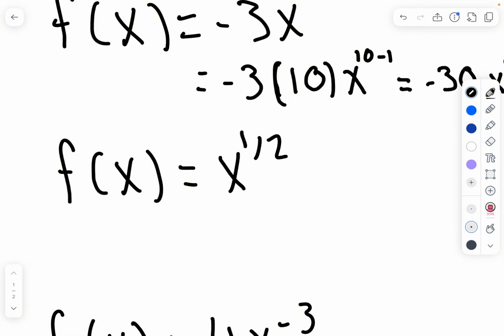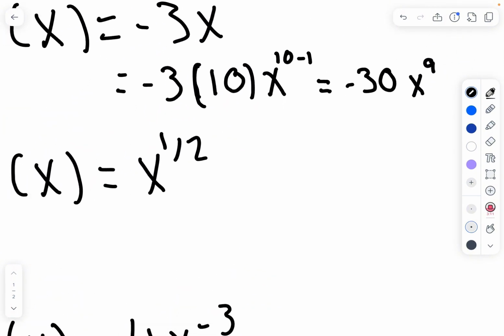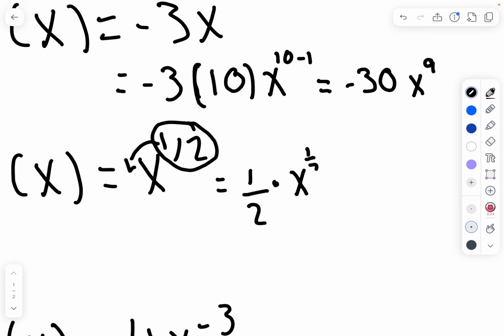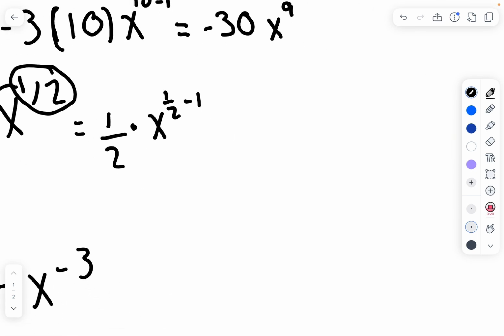Okay, so now we have a little bit of a fraction. We're just going to keep going as we normally do. We know we have to bring whatever this number is out front, so then we'll rewrite it. We'll have 1 over 2 times x to the power of 1 over 2 minus 1.